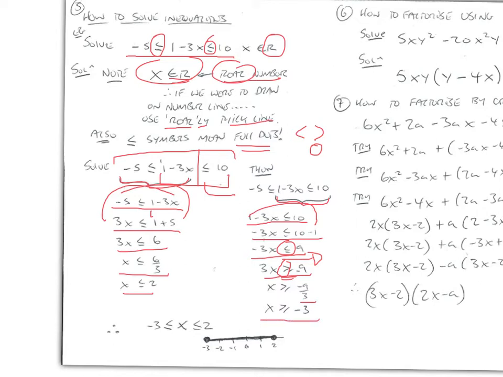So bringing that together, this bit says that x is less than or equal to 2, and this bit tells us that x is greater than or equal to minus 3. So to draw that on the number line, x is less than or equal to 2, it's greater than or equal to and including the minus 3, so we get a full dot and we draw a really thick line.